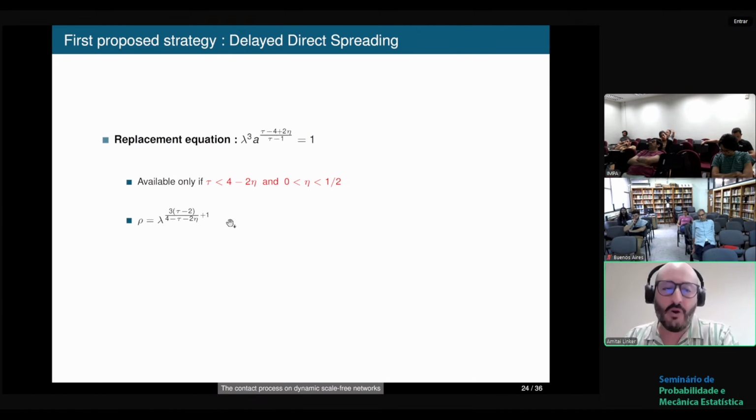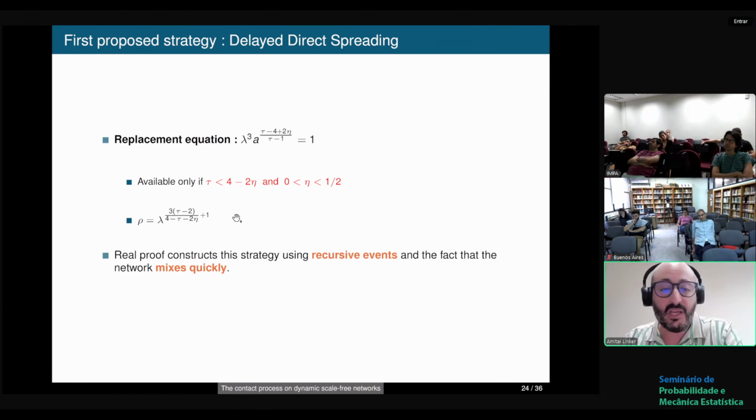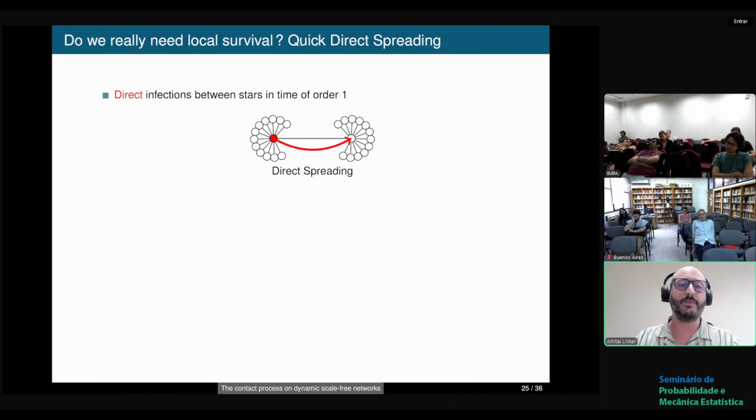Okay, and you can compute the metastable density, and this is all the information that you need for this strategy. And of course, this is only a heuristic proof. The real proof is much more delicate. You need to construct events that are recursive and that each one potentiates the other. It's a much more complicated proof than this.